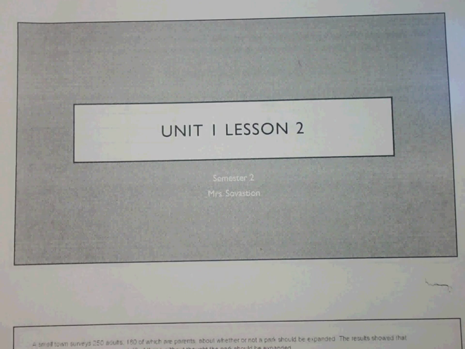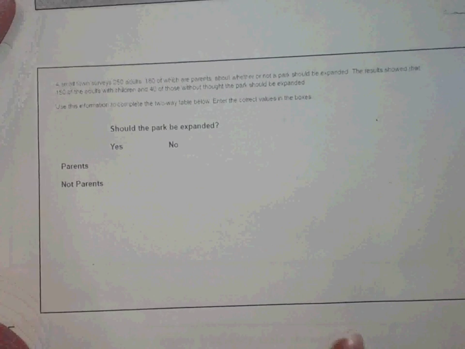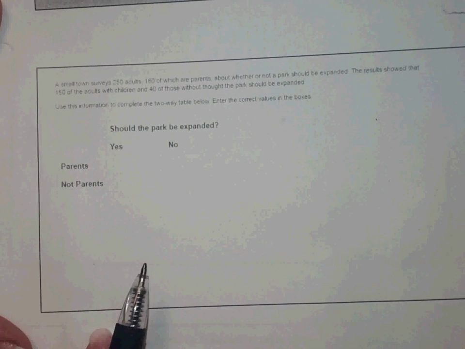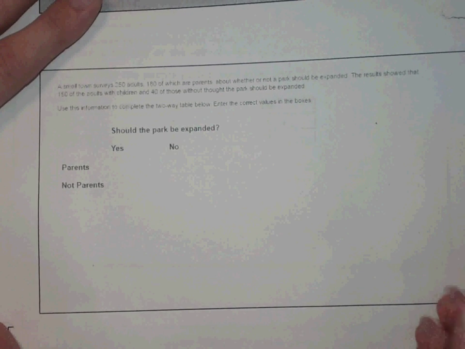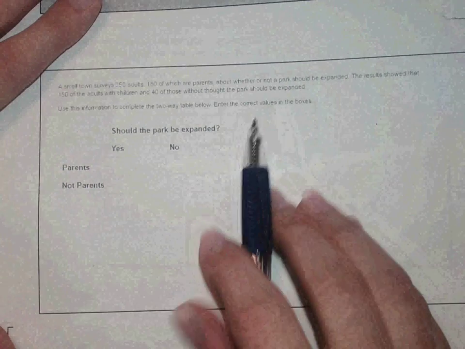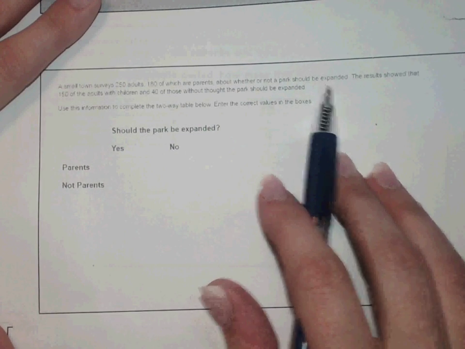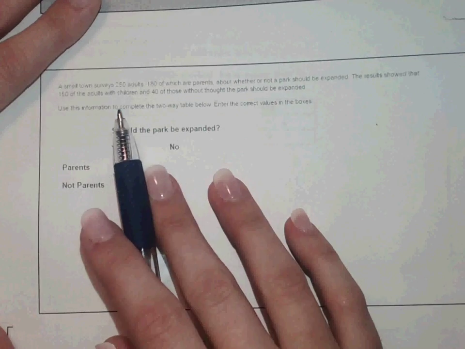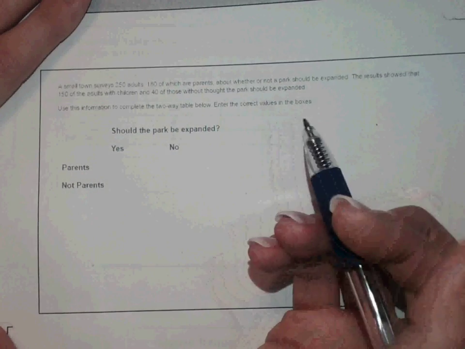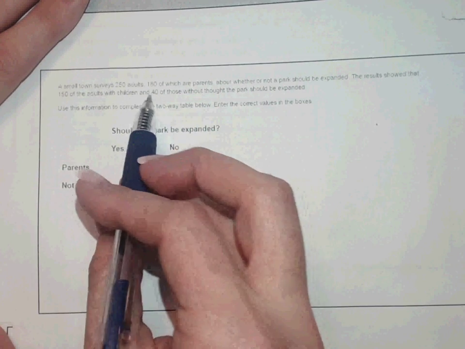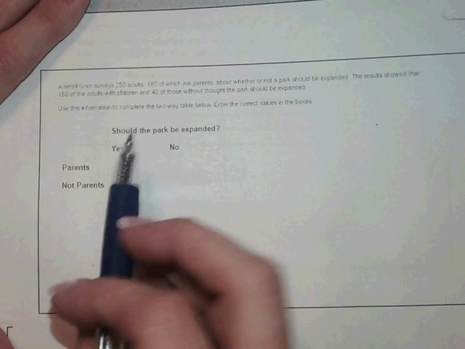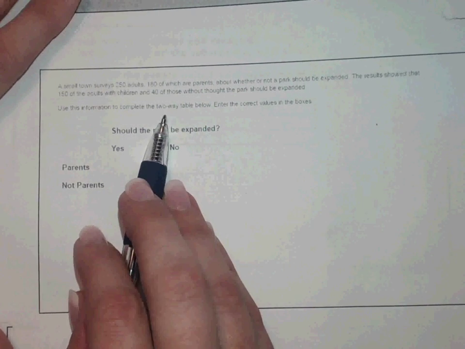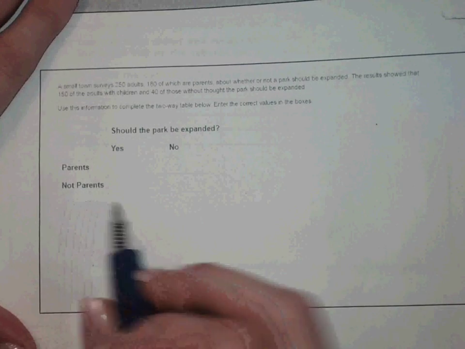So we're going to look at Unit 1, Lesson 2 today. Okay, and so our first type of questions that you may see on the assessment, it says a small town surveys 250 adults, 180 of which are parents, about whether or not a park should be expanded. The results showed 150 of the adults with children, and 40 of those without thought the park should be expanded. So should the park be expanded, we need to put this information in a two-way table.